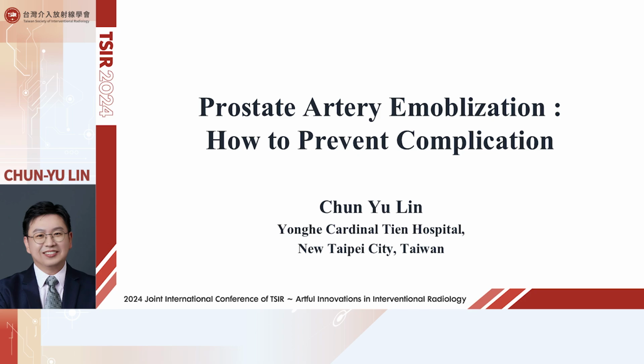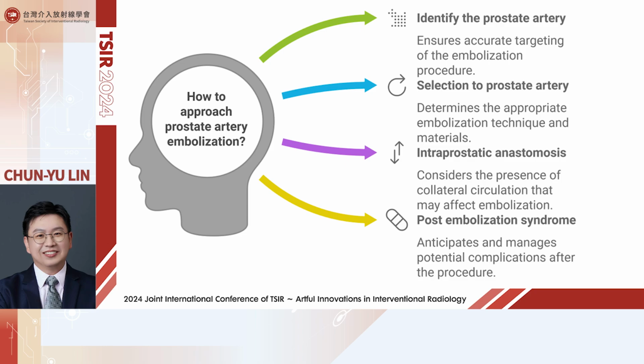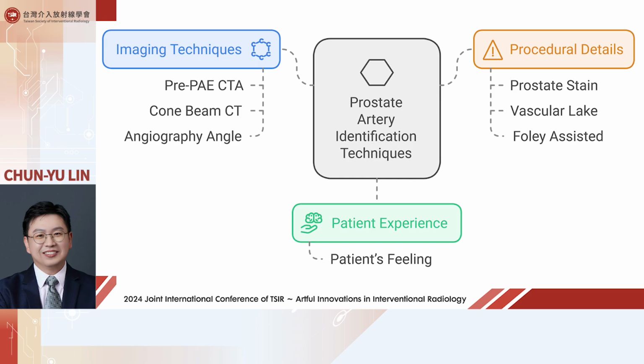Today, my topic is how to prevent the complications of PAE, prostatic artery embolization. We must identify the prostatic artery, then select the prostatic artery and deal with the intraprostatic anastomosis, and then address post-embolization syndrome. So how do we identify the prostatic artery?